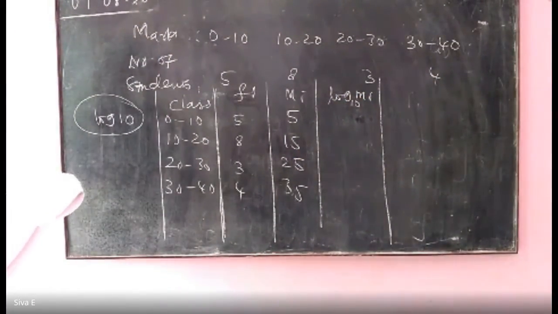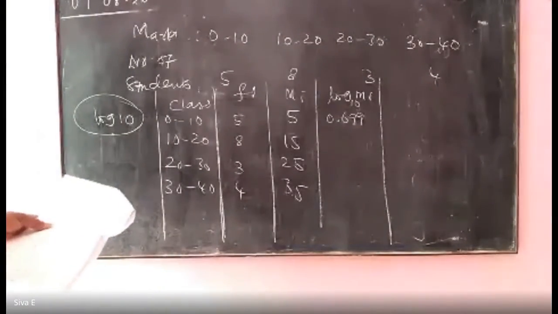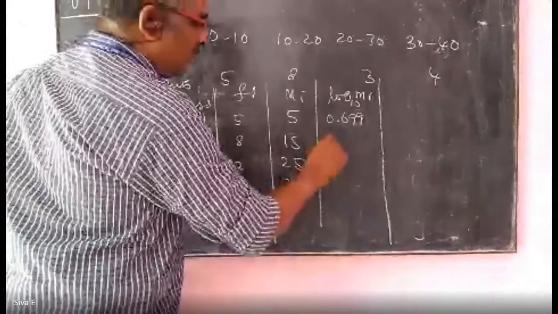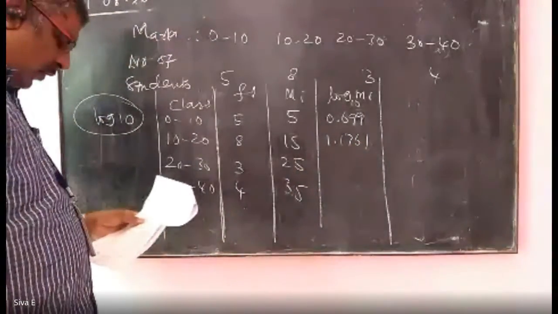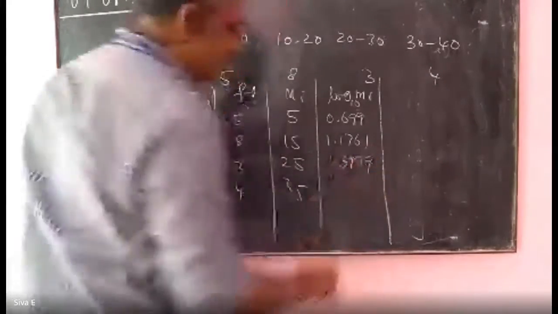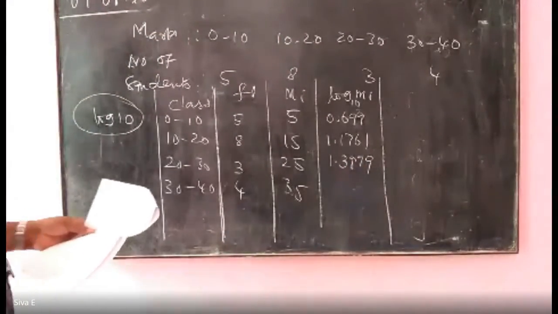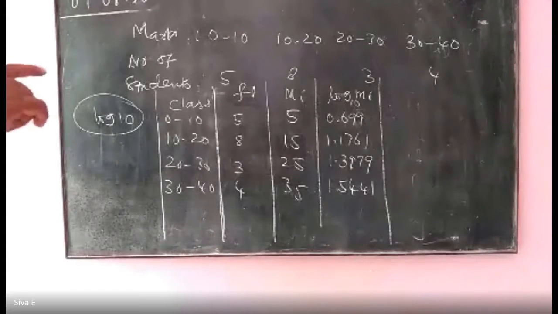For 5, log 5 is 0.699, then 1.1761, 1.3979, 1.5441. If any changes, please let me know. So that is log M.